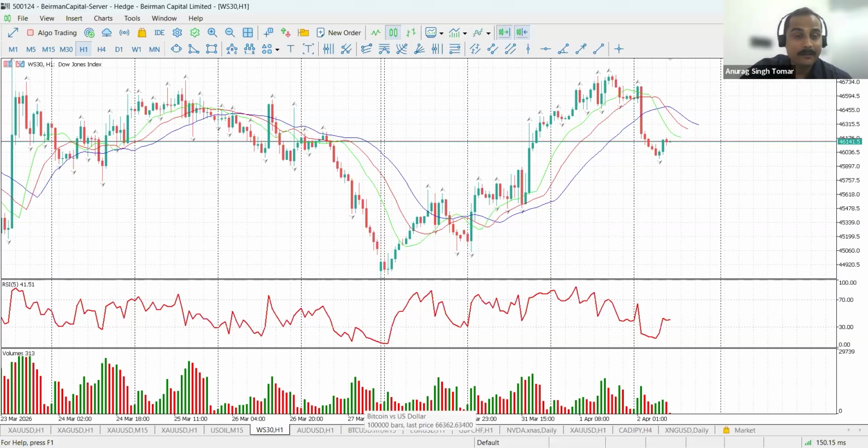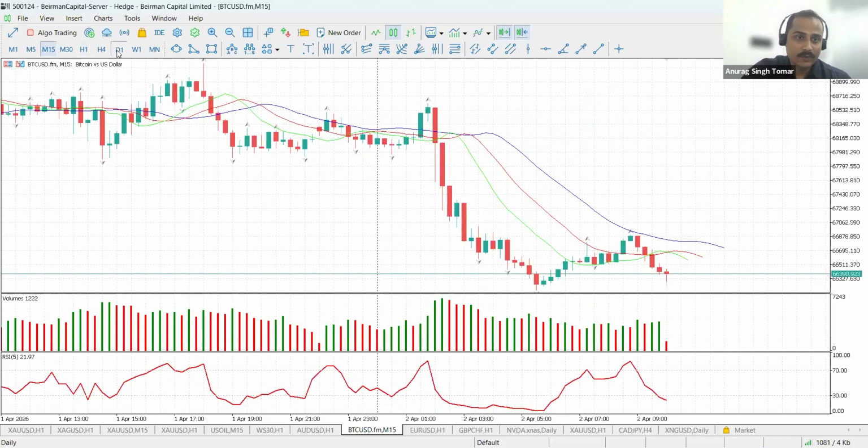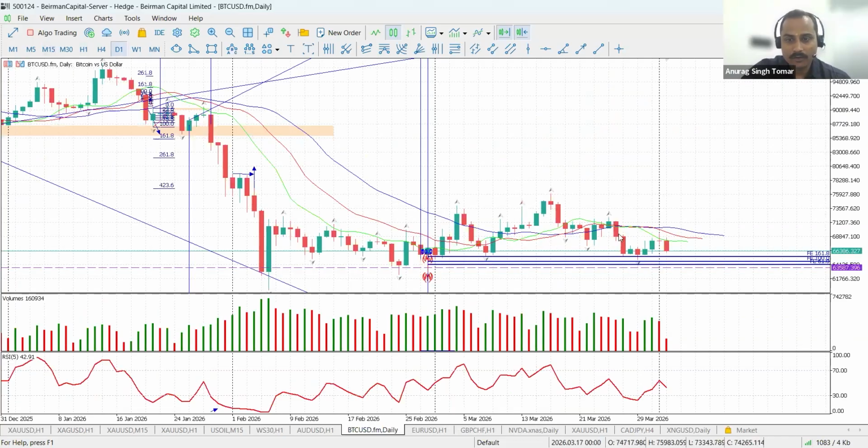Now we'll see the cryptocurrency, right? So we have an alternative asset class, and we'll see how it has been performing. For that we use the daily time frame, with a lot of long-term consolidation. Somehow this area of 63,000 to 65,000 is acting as a strong resistance, being tested again and again. If any level is tested a lot of times, the more it is tested, the weaker it becomes. So the probability of a downside break is quite high.